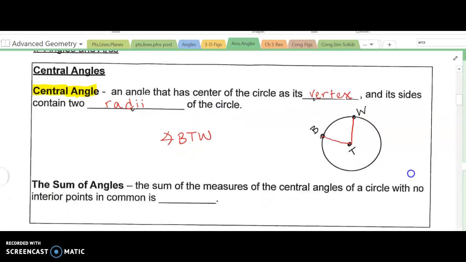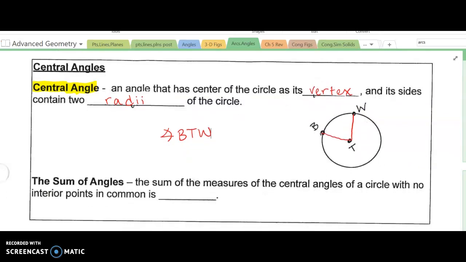We also already know from our work with polygons that the sum of all of those central angles all the way around any circle, the sum of all the measures of the central angles of the circles with no interior points in common, is 360 degrees. So we're just talking about that all the way around the circle is 360.